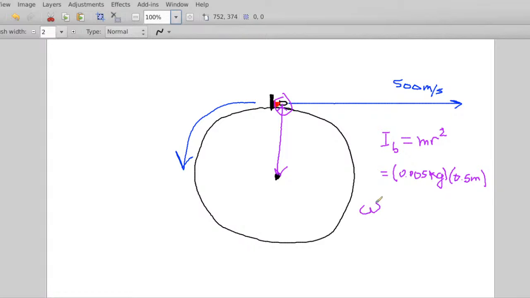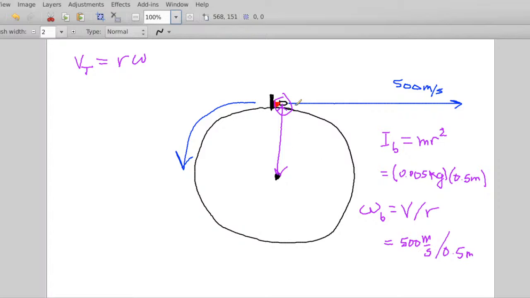You might go, well, what's the angular velocity of the bullet? You remember v_T is equal to r omega? Just rearrange it. Omega is basically v_T over r, so it's the velocity of the bullet divided by r. What's the velocity of the bullet? I think it was 500 meters per second. And what was the radius? I made it 0.5 meters.